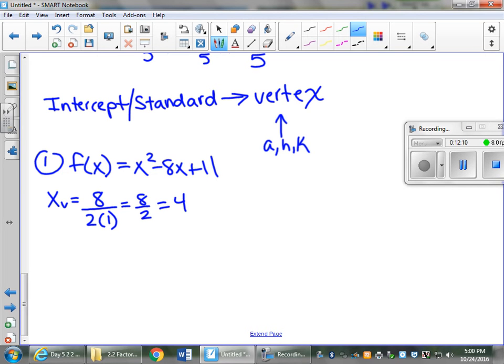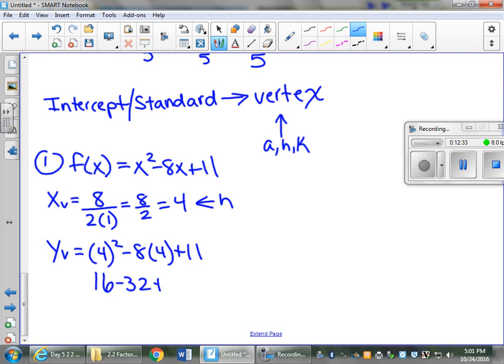I get an x coordinate of 4. This is my h value. x of the vertex is h. I'm going to sub the 4 into my standard form equation and get my y value of the vertex. That'll be 4 squared minus 8 times 4 plus 11. If I go ahead and use my order of operations, I'm going to get 16 minus 32, which is negative 16, plus 11 is going to give me a y value of negative 5. That's my k.